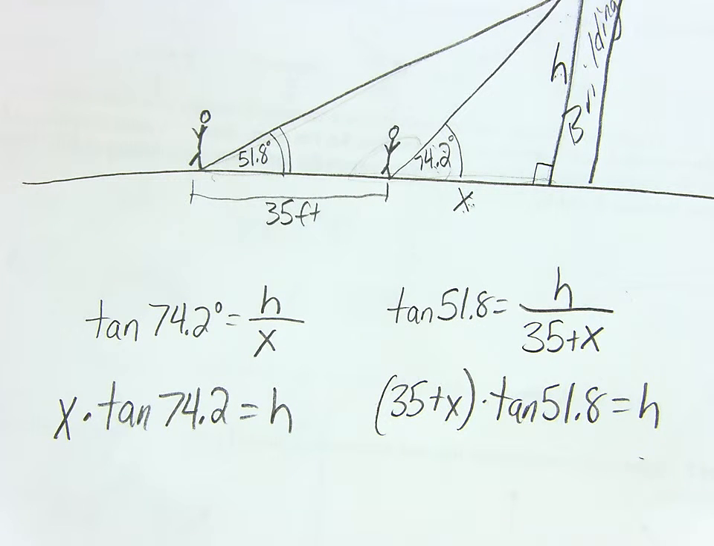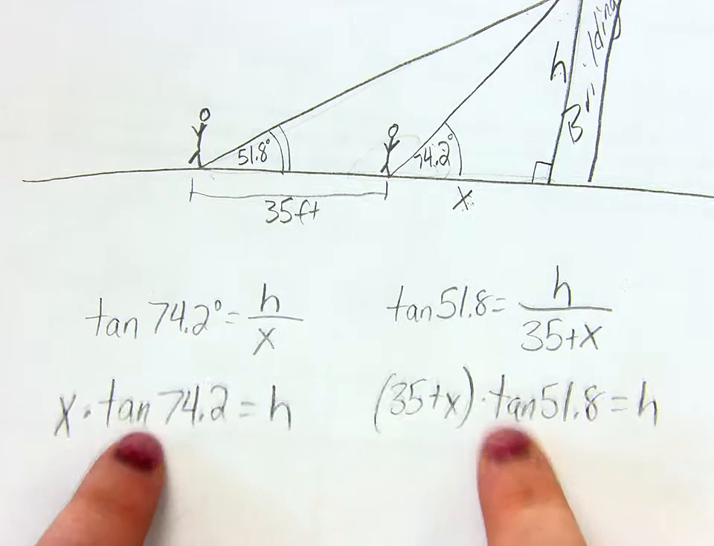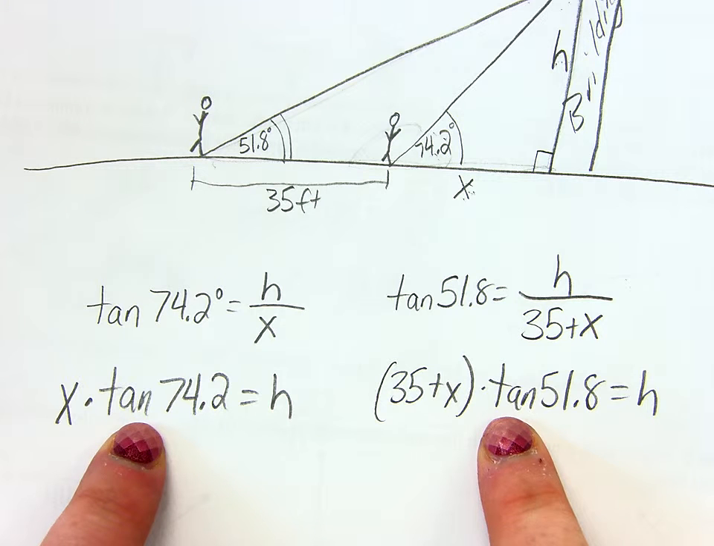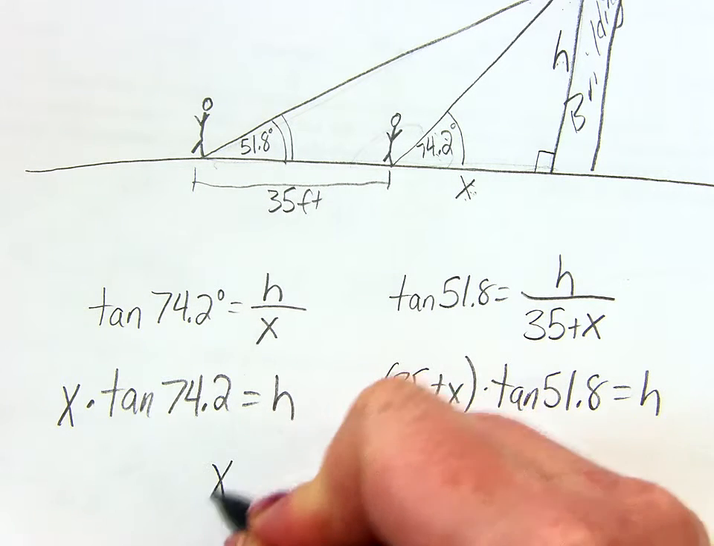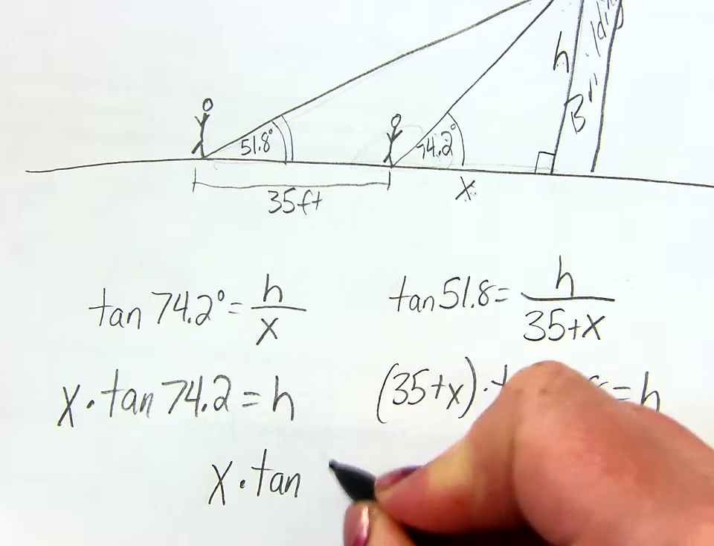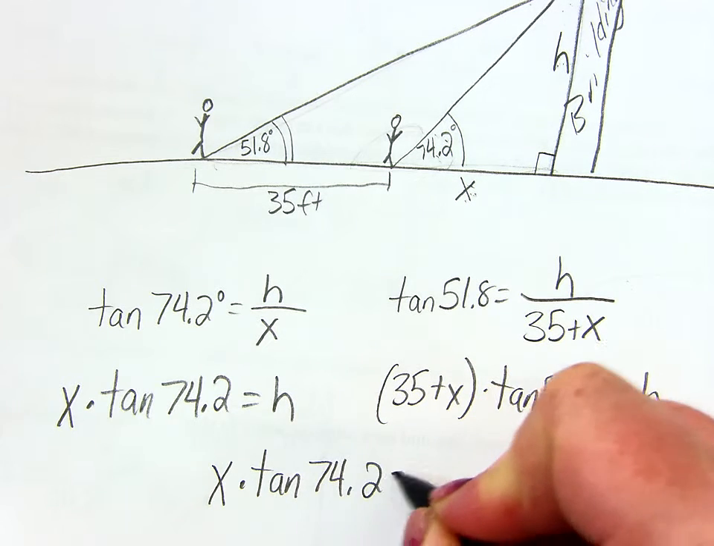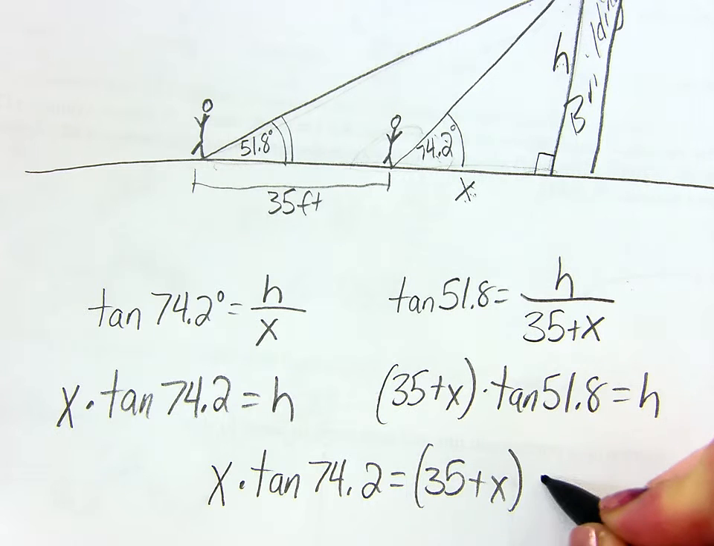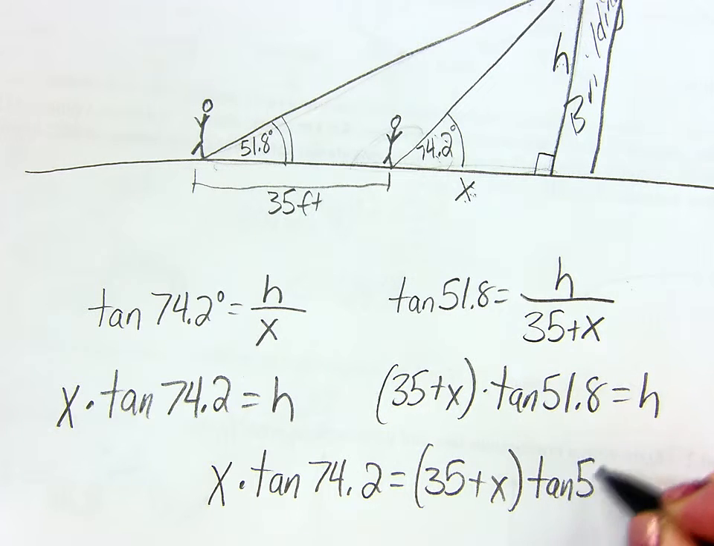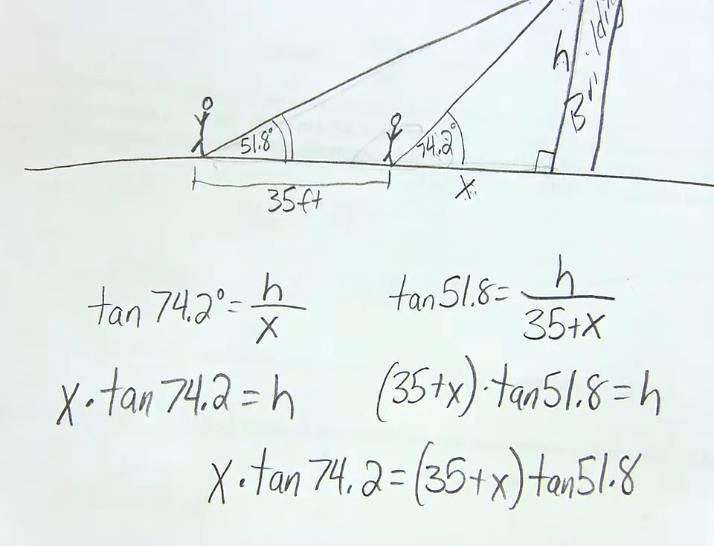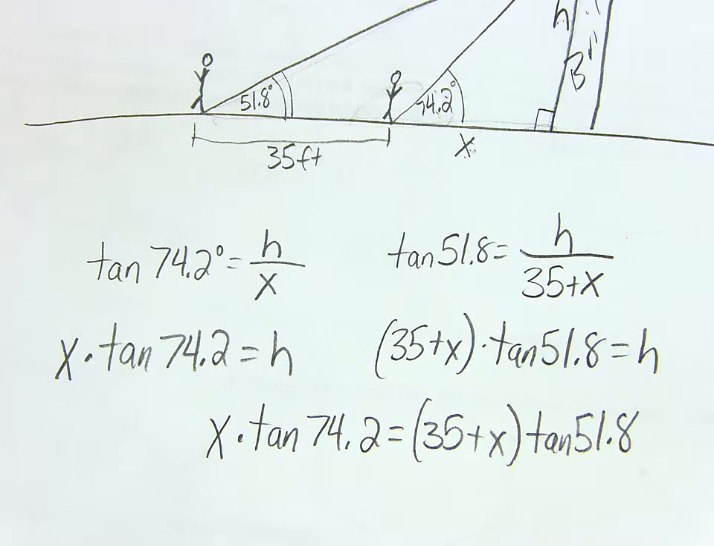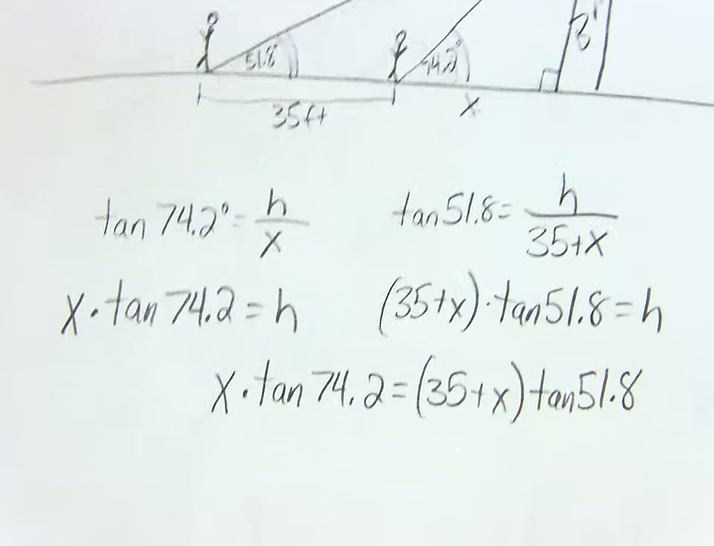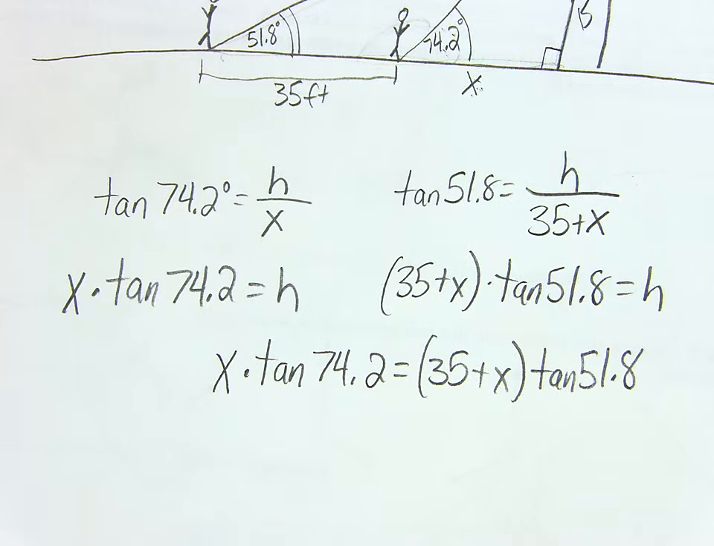Since these two things are now both equal to h, can I just set these two things equal to each other? You sure can. So x times the tangent of 74.2 is now equal to 35 plus x times the tangent of 51.8. You now have an equation with just one variable. So you can now solve for x. I don't know how good your algebra skills are anymore. Solid. Yeah. You had me for algebra. You know exactly how to do it.